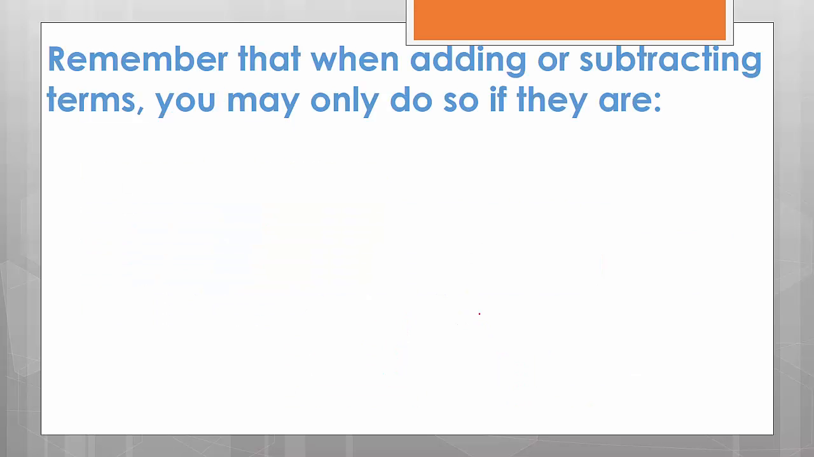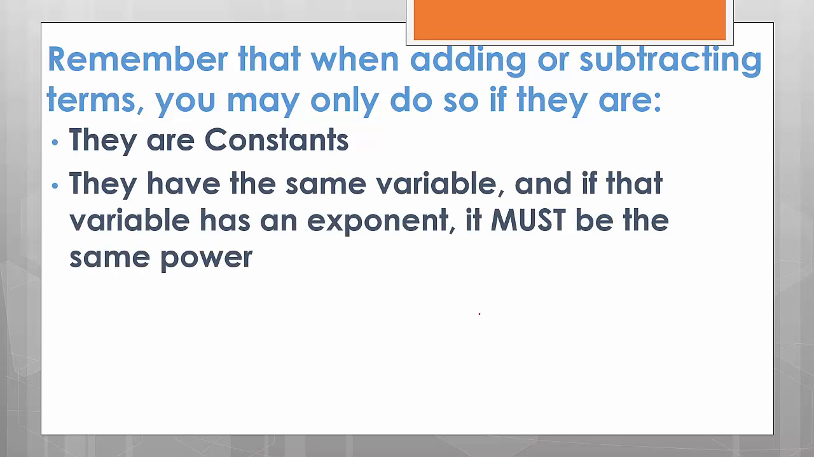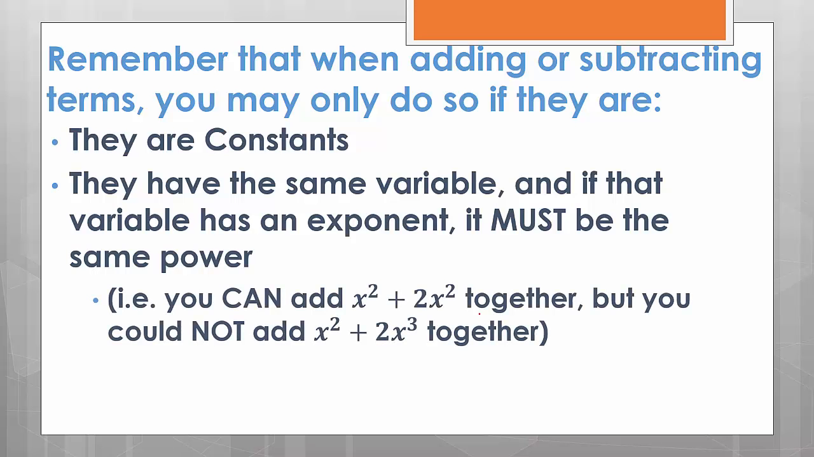let's get on to adding or subtracting. So when you add or subtract terms, you may only do so, this is a review from the very beginning of the year, if they are constants, if they have the same variable, and if that variable does have an exponent, it must be the same power. In other words, you can add x squared plus 2x squared together, but you could not add x squared plus 2x cubed together because of the different exponents here and here.